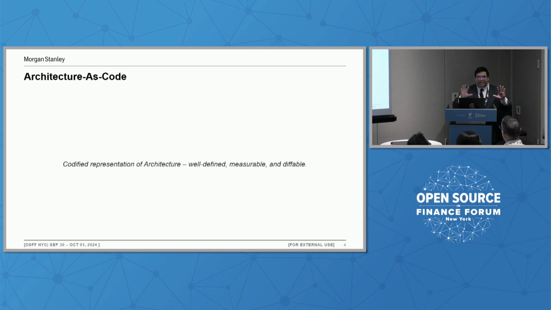Leaving Gen AI aside, it's not very easy to diff two diagrams and say what is the difference between the two. But if you have a codified representation of that diagram, you could say authentication changed or the transfer protocol changed. So those kinds of things are diffable, and that allows us to have a very measurable way of saying the architecture is different.